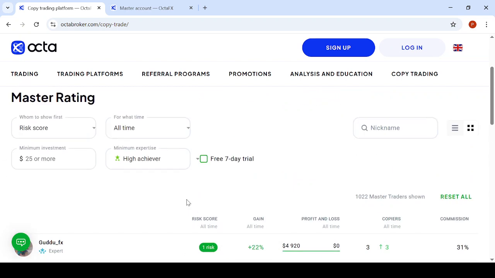The sixth step would be to monitor performance and rebalance. Even though trades are copied automatically, you must review your portfolio at least once a week, track each trader's monthly return and drawdown, and adhere to your goals. If a trader consistently underperforms or breaches your risk limit, stop copying and reallocate to a better candidate.